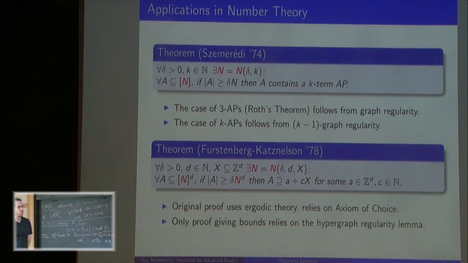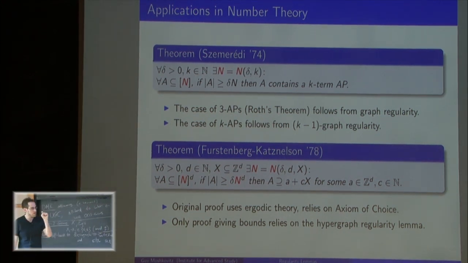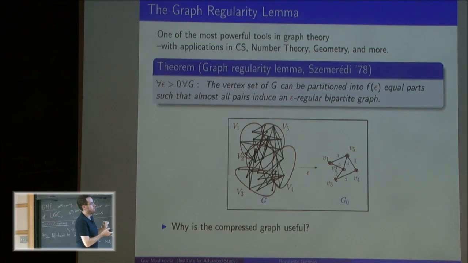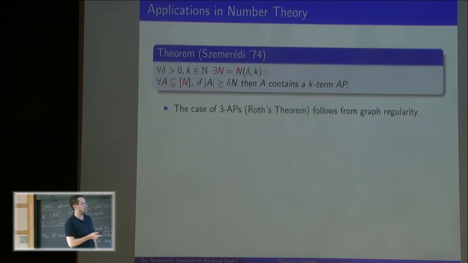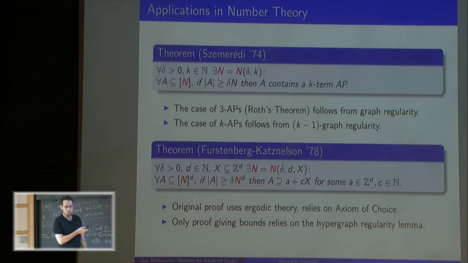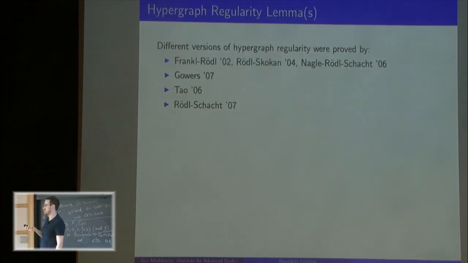But we do know some bounds that you get. It's the same bounds that you get from the hypergraph regularity lemma. Specifically, what are these bounds? The bounds are inherited from the bound on the number of vertices in the compressed hypergraph. So what I called f of epsilon for the graph regularity lemma, we have f sub k of epsilon for the k-graph regularity lemma, and once you have that, you immediately get a bound for the multidimensional Szemerédi theorem. So it's important to understand how small we can get the compressed graph, or compressed hypergraph, to be.